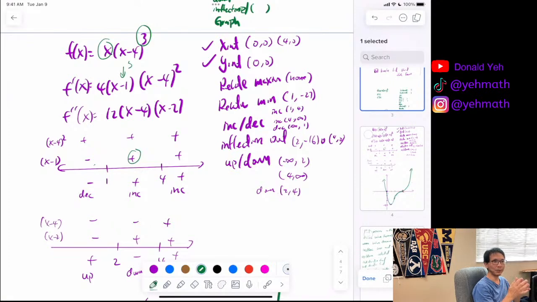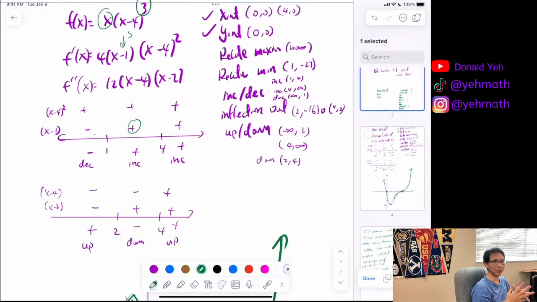And then f double prime of x is equal to 12x minus 4 times x minus 2. And it depends on if you factor out 12 or not, it's probably better to factor out 12 because you can see that critical number happen at 2 and 4. And it'll be concave up from negative infinity to 2 and 4 to infinity, and from 2 comma 4 is going to be concave down.